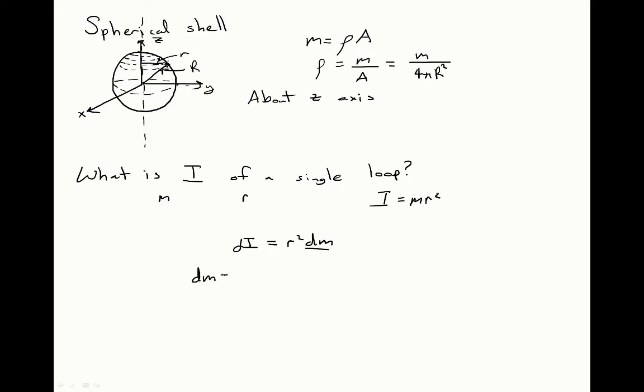dm is going to be rho dA because we're still just dealing with the tiny part of the surface, so we're still going to be a dA. So what do you think dA is?